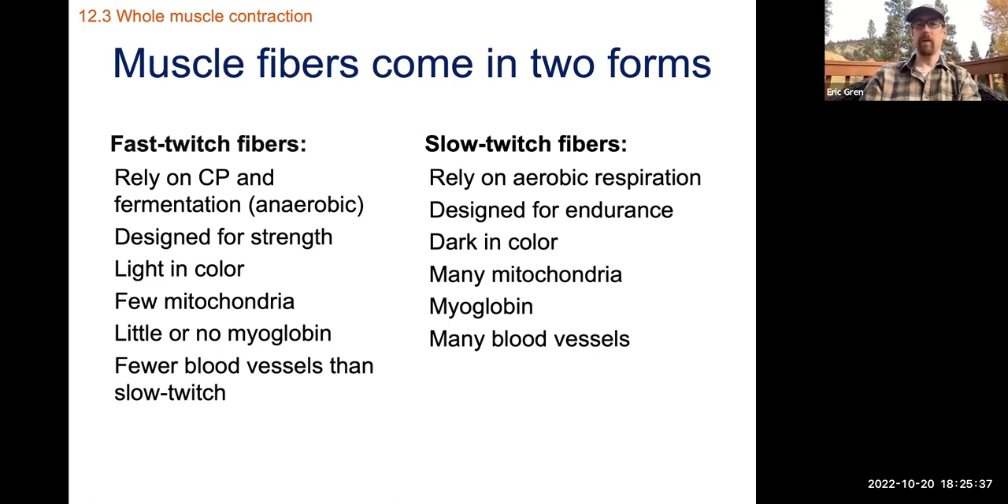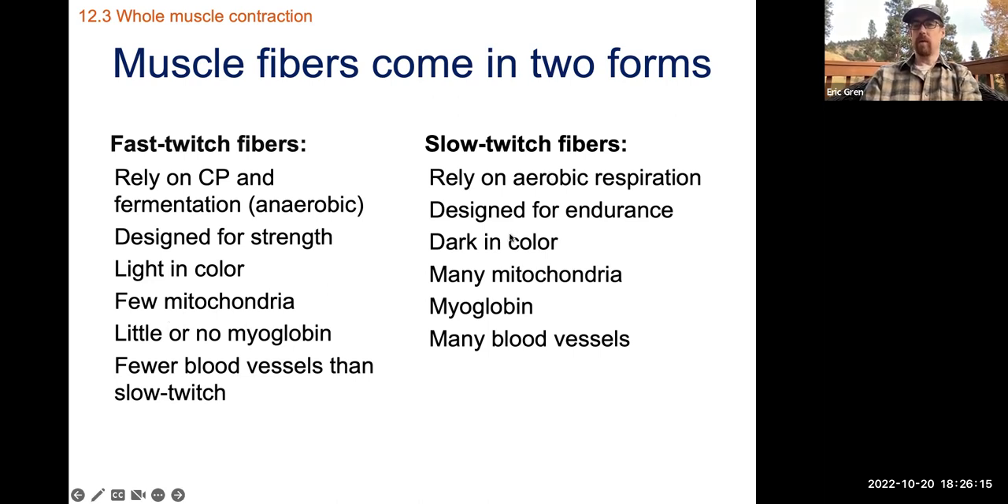If you look at fast twitch tissue under the microscope, or if you're doing a dissection, it's going to appear pretty light in color. Part of the reason for that is they don't have a lot of mitochondria, and there's very little myoglobin. They're not very highly vascular, with fewer blood vessels. This is less metabolically active tissue. It can produce a lot of force, but it's not very vascular. There's not much myoglobin there, and not very many mitochondria, right?